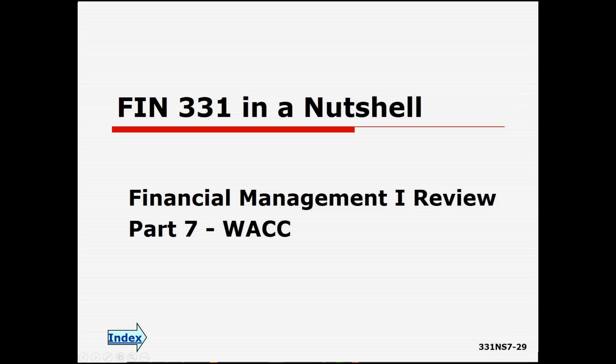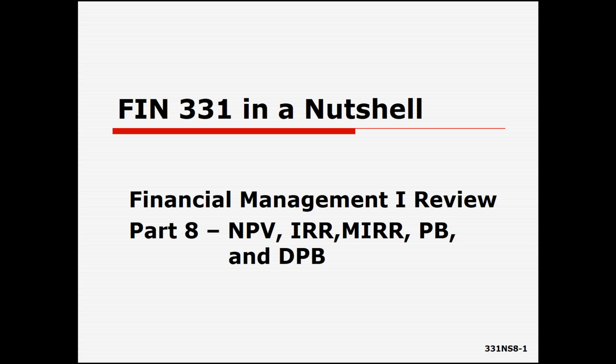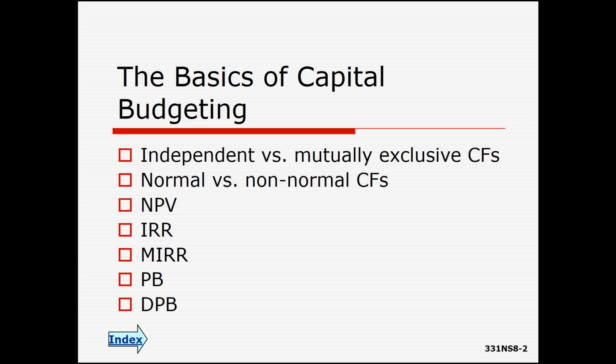This ends Part 7 of 331 in a nutshell. In Part 8 of Finance 331 in a nutshell, we're going to look at methodologies for evaluating projects. In this section, we'll review the mechanics of capital budgeting, the metrics we use to evaluate potential investment projects. We'll cover 5 methodologies: net present value, internal rate of return, modified internal rate of return, payback, and discounted payback. While one method, NPV, dominates, all 5 provide information about the viability of potential investments.